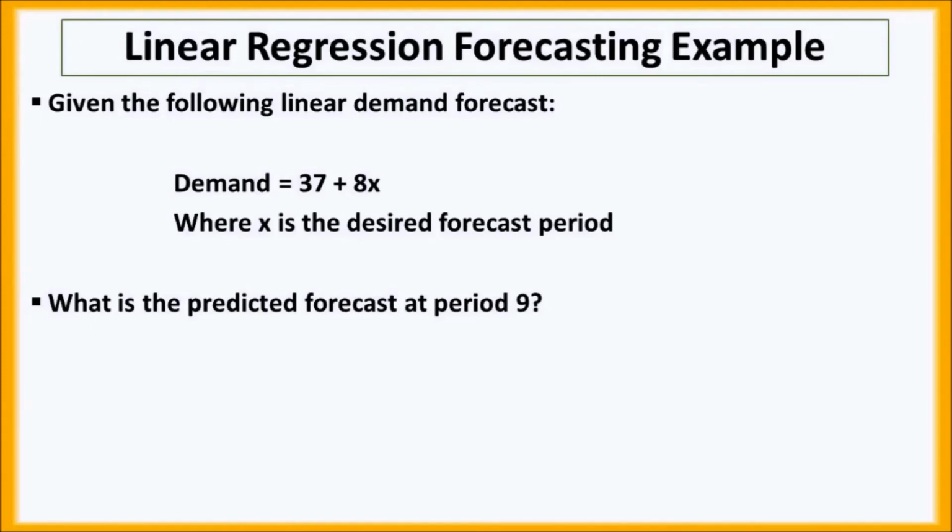If that were a negative number, in other words, if the equation were 37 minus 8x, then that would be a situation where the demand was expected to decline, and it would be expected to decline by 8 units each year. But in this case, with these linear demand forecasts, the demand is expected to move at a constant rate over time. And in this case, every year it's going to increase by 8 units.